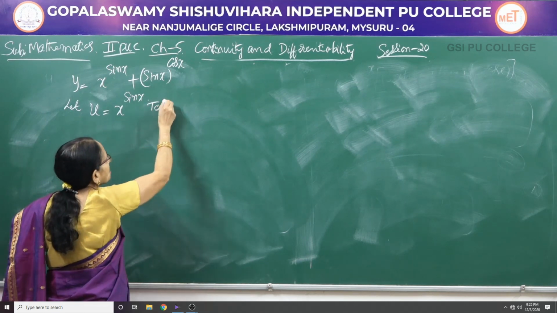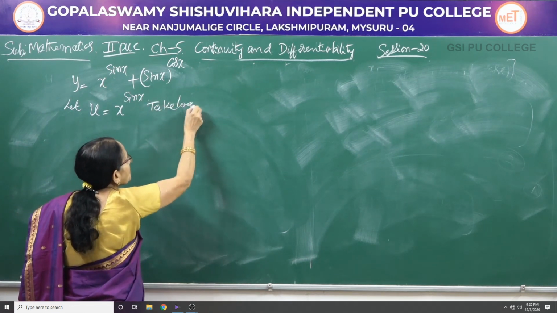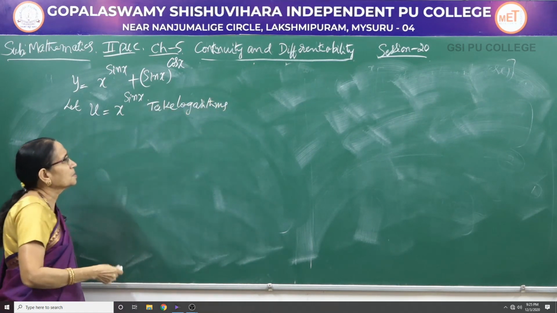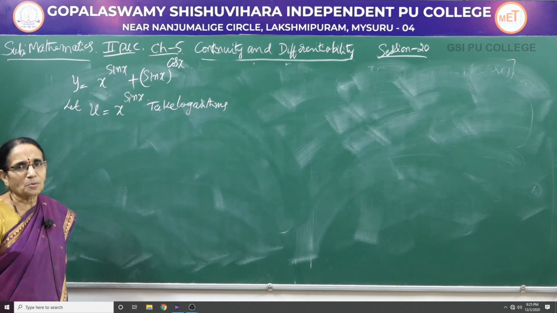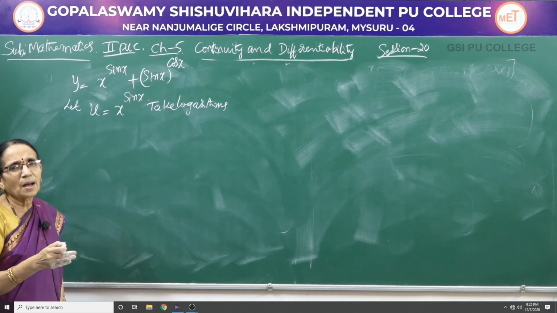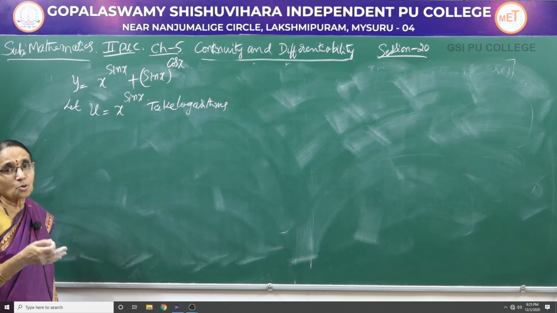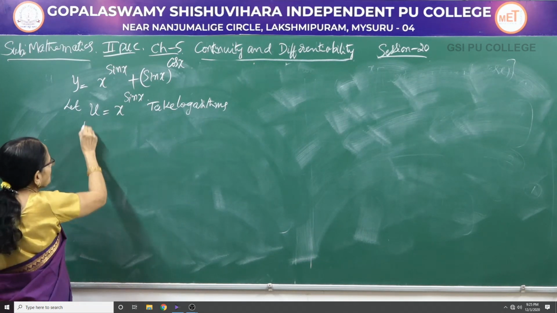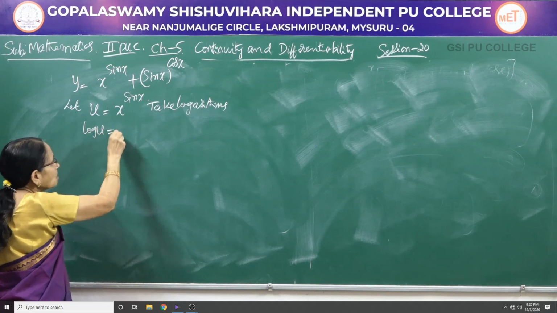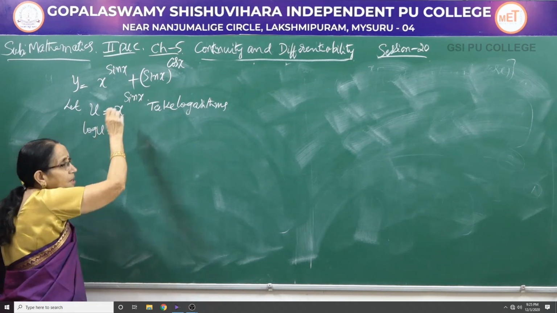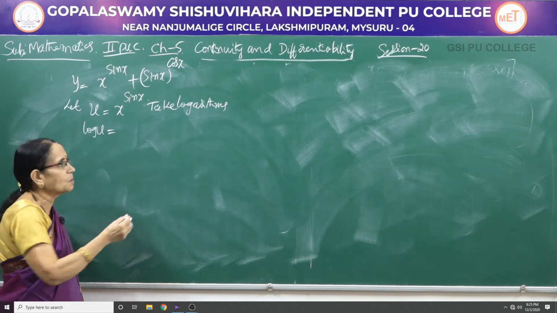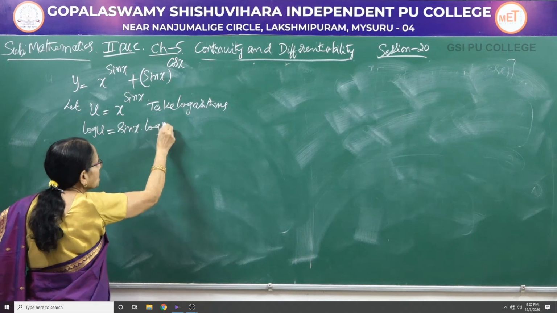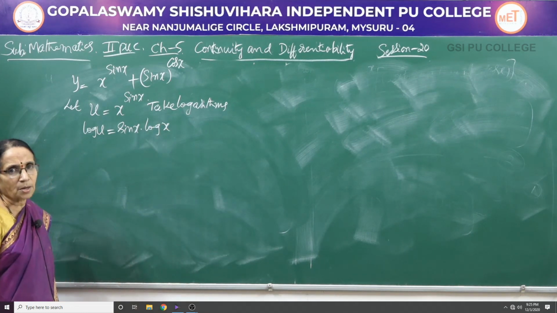Now, take logarithms. It is a little bit simpler than the earlier two problems because there the function itself had contained product and raised to some power. It is comparatively simpler problem. So, take logarithm means it becomes log u would be equal to sin x is the index, log m to the power n, so that becomes the coefficient. So, it is sin x into log x.